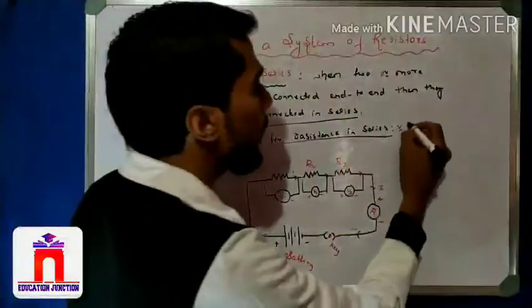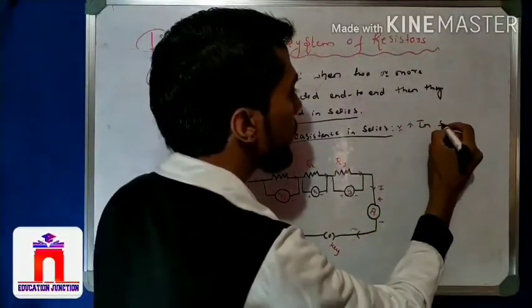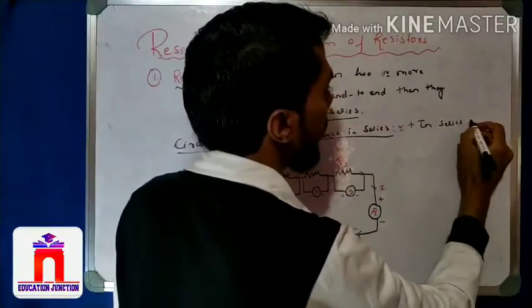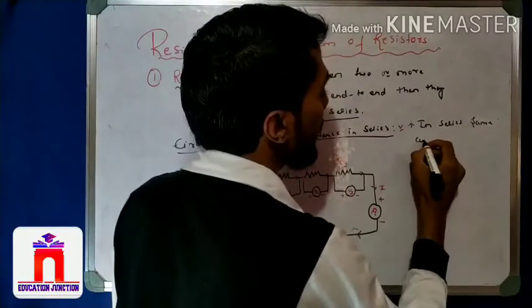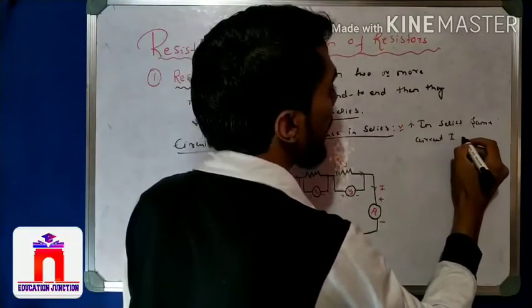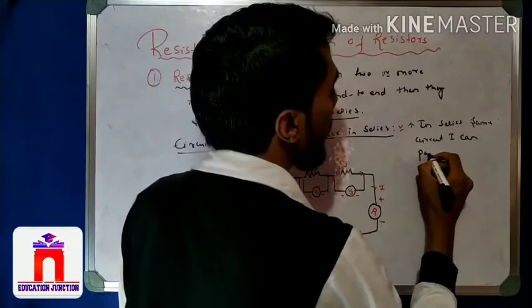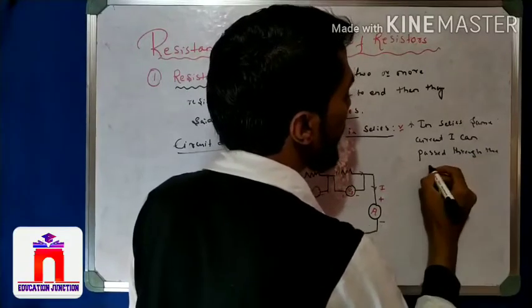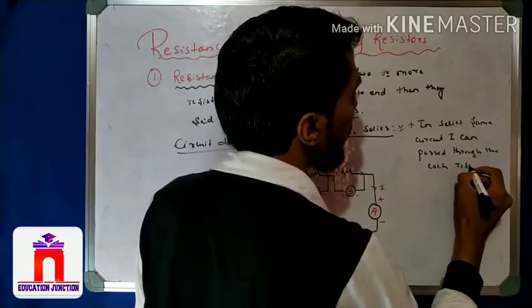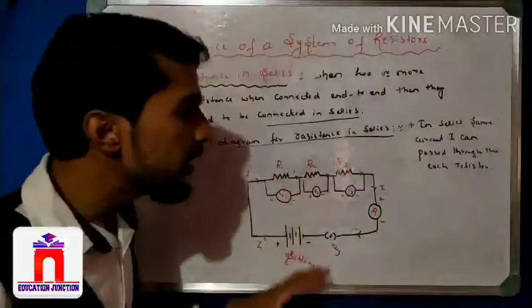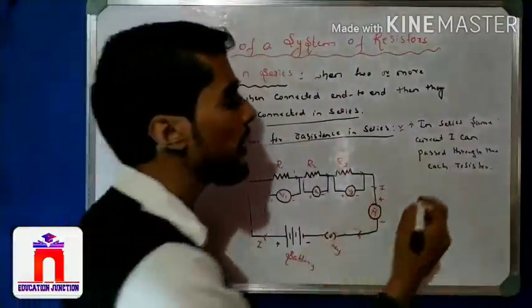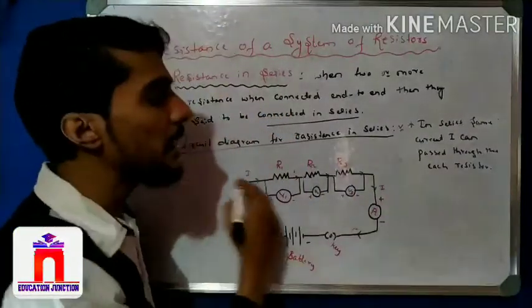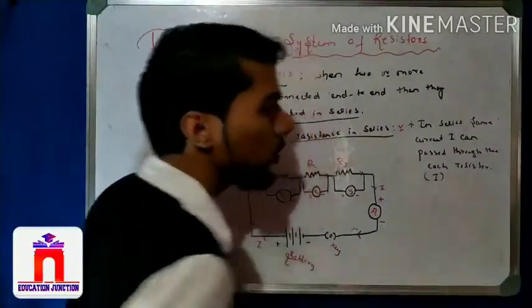First point you have to remember here, in series, the same current I can pass through each resistor. See, in the series circuit, the current is the same. The concept shortcut is the current is the same throughout the circuit. The current is the same in the circuit, that is nothing but I. So that point you remember.